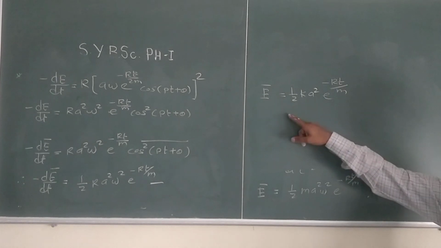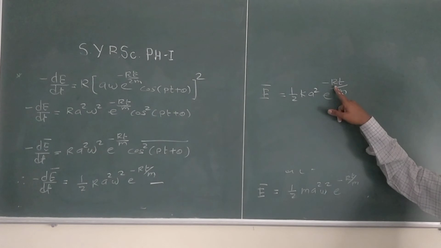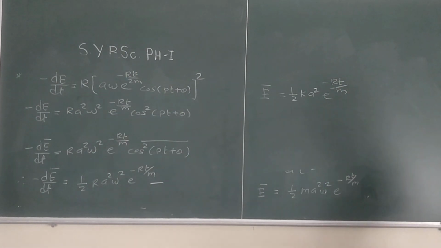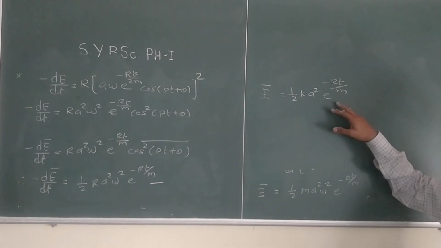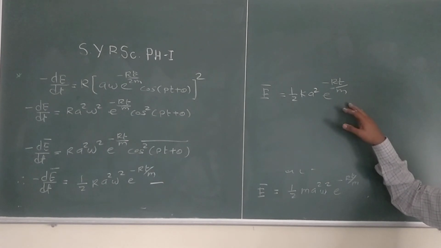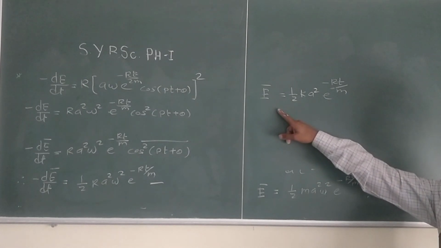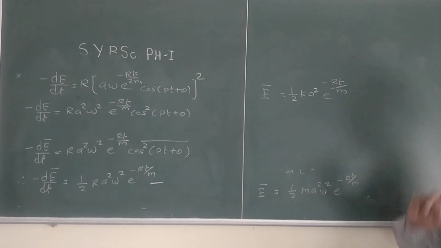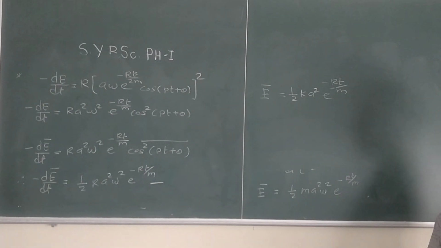That means average energy depends upon the damping coefficient or damping force. So the average energy depends upon the resistive force. When resistive force or damping force increases, the average energy decreases. So this is the equation of energy of a damped oscillator.